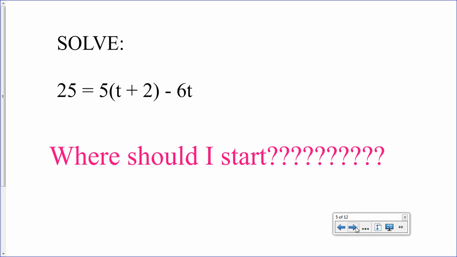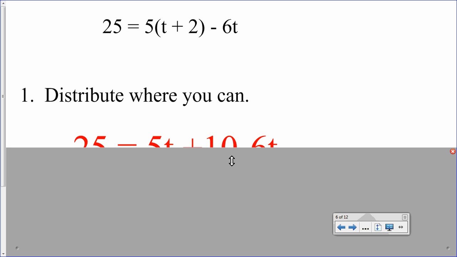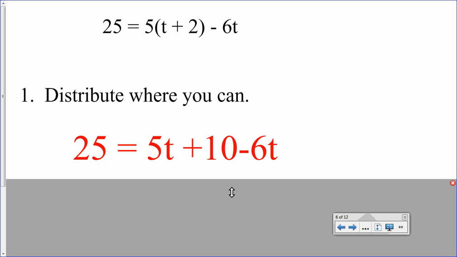Here's another problem. This time we're adding the equal sign. So we are going to get an answer. 25 equals 5 times the quantity t plus 2 minus 6t. Where should I start? The first step is you want to distribute where you can. When we do that, we end up with 25 equals 5t plus 10 minus 6t.